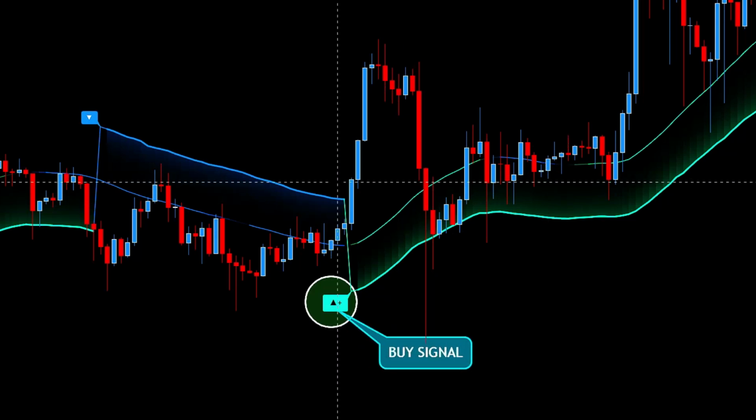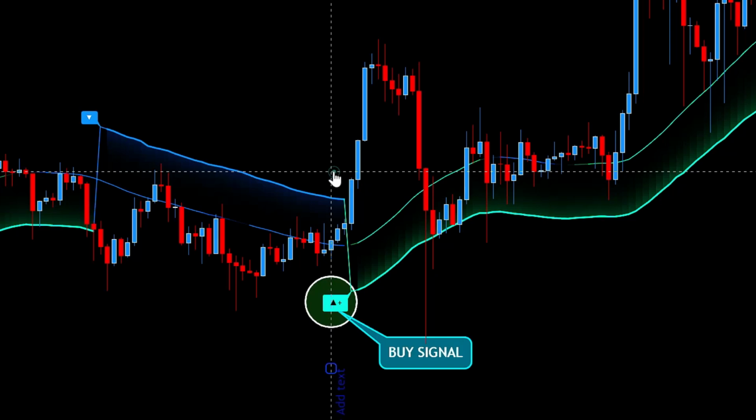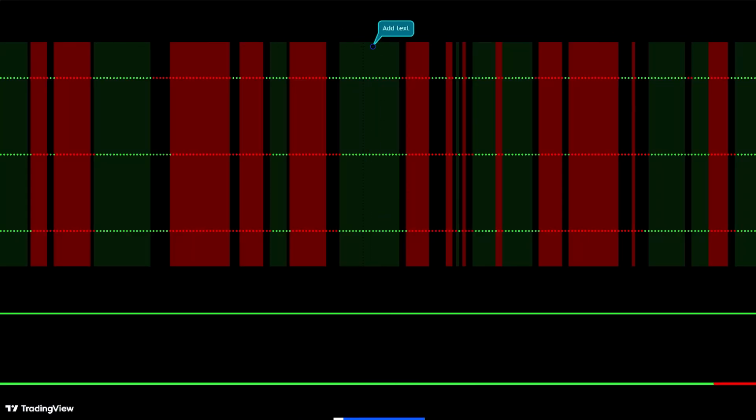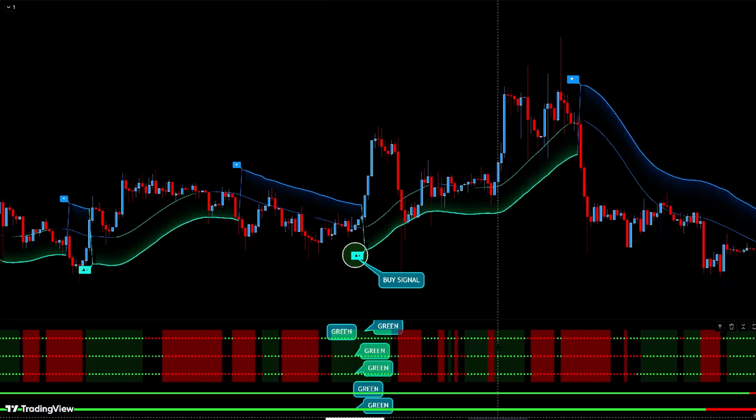Here's the rule. Whenever we get a buy signal on the chart from the volatility Gaussian bands, we must have confirmation from the trend meter. And the confirmation means all components of the trend meter have to be green. And if even one component is red, we reject the buy signal. It's that simple. So you see a buy signal and the trend meter is all green, like in this example here, and that's a confirmed buy signal. That's the trade we're looking for.